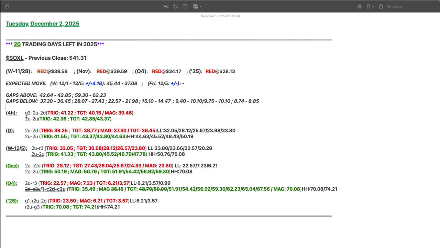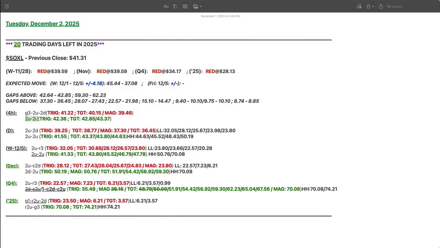All right. Now, from the 4-hour perspective, we talked about how there is a possible 3, 2 up, 2 down on the board. So if that first 4-hour candle tomorrow goes 2 down, right, if we go below 41.22, there is a magnitude of 39.46 for that move. So pretty decent move. Now, again, we have reverse trend. Now we're in an uptrend on the 4-hour and 1 day. So if it's not going to reach its magnitude, I see 40.15 as being a good level of support where it could bounce intraday, right?